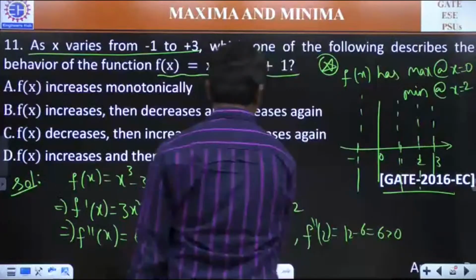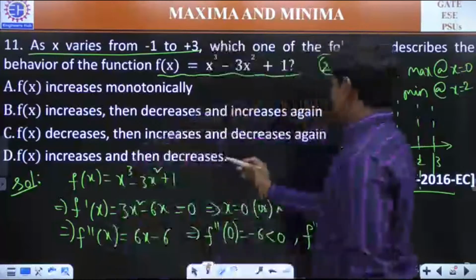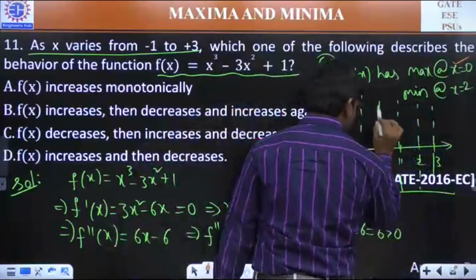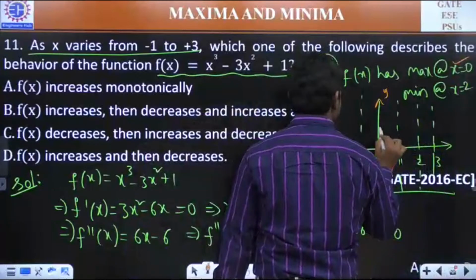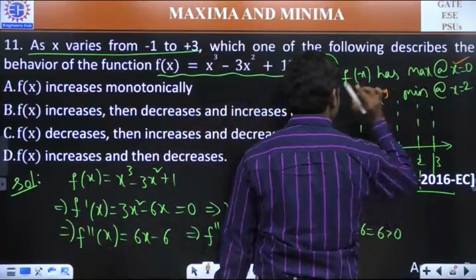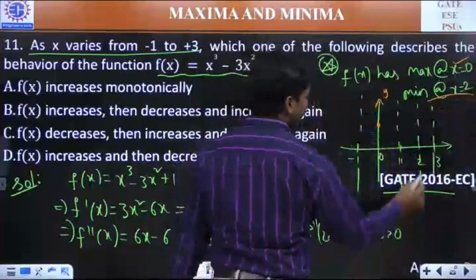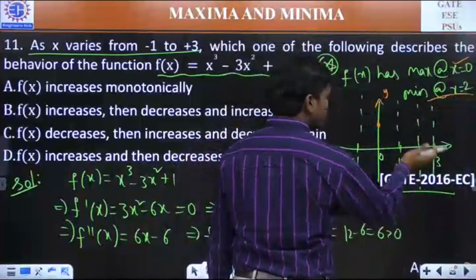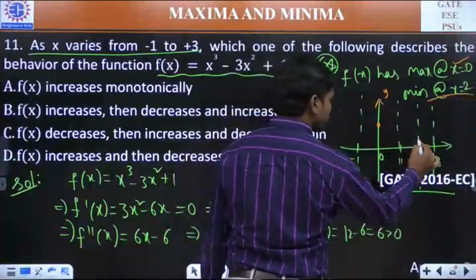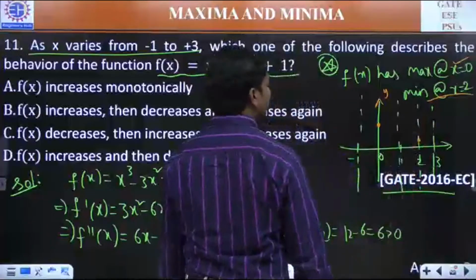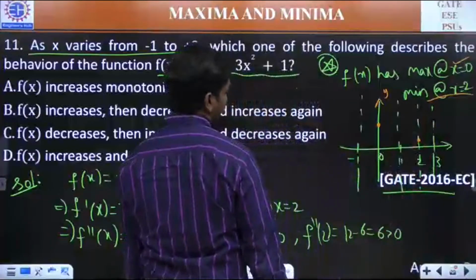See here. Now f of x has a maximum at x equals 0. So this is the line corresponding to x equals 0, the y-axis, and here we are telling that we have some maximum value. And also we are telling there is a minimum at x equals 2. We are having some minimum value. I don't know whether it's on the top or bottom, but let us suppose somewhere, maybe somewhere here.